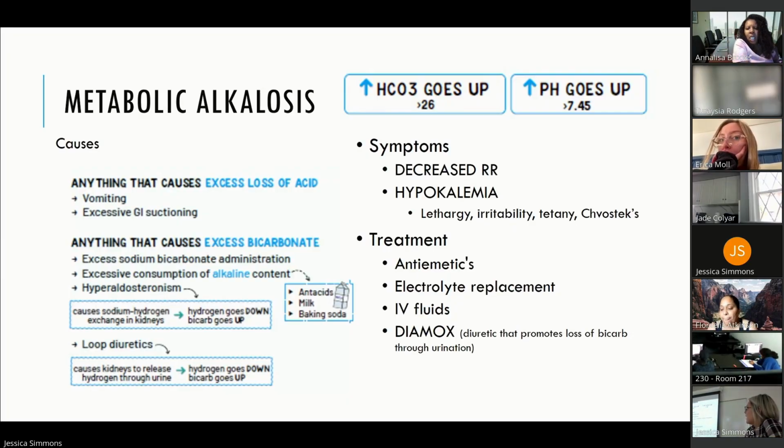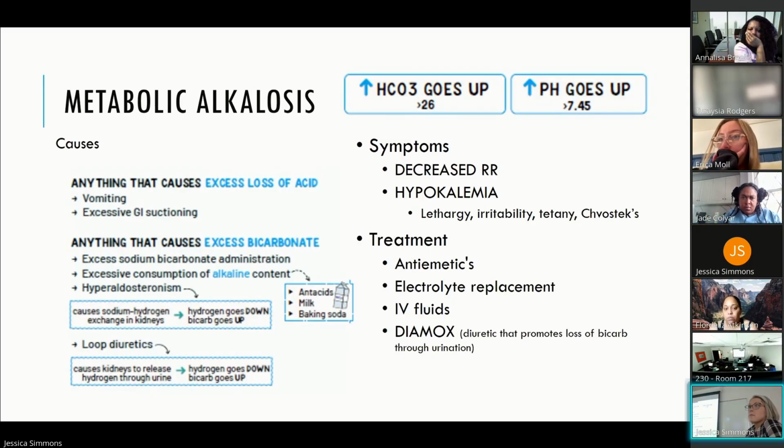Your treatment would be antiemetics because we are treating the underlying cause here, stopping the vomiting. Electrolyte replacement, IV fluids, Diamox. Diamox is a diuretic that promotes the loss of bicarb through urination. What is another thing that we can do to treat an underlying cause? If you look at the list of causes. How about stop suctioning? Right. Stop GI suctioning.